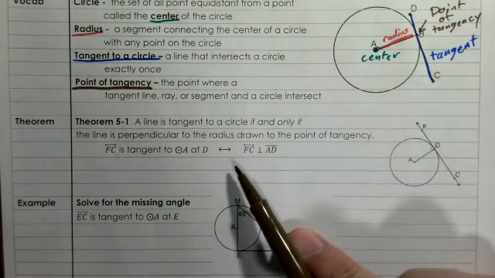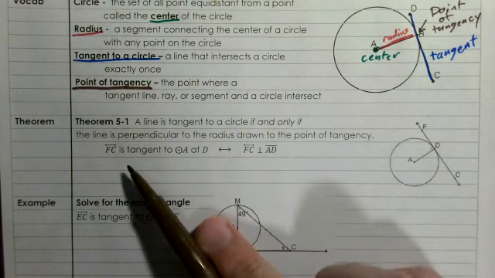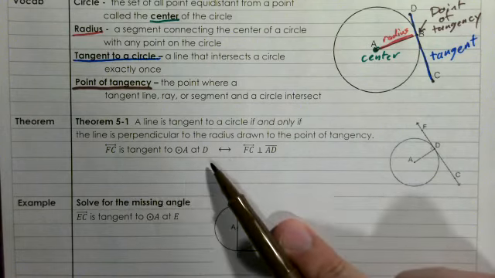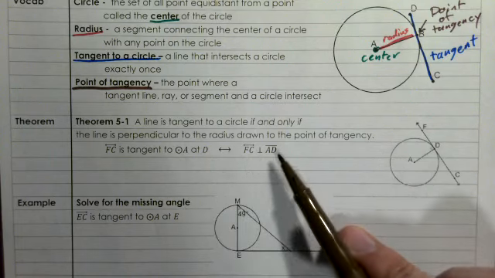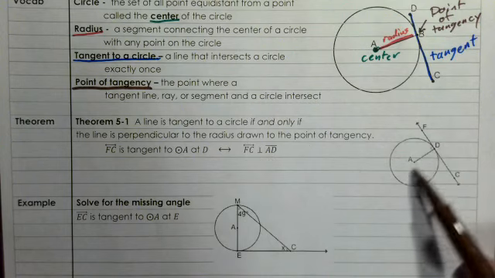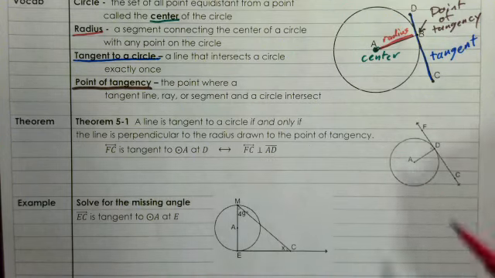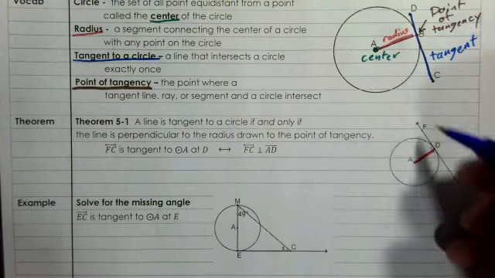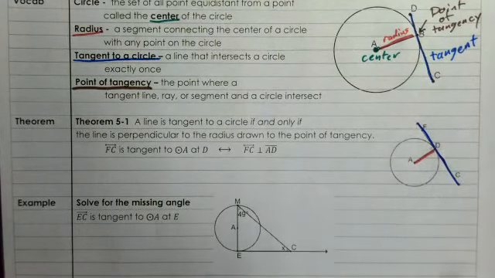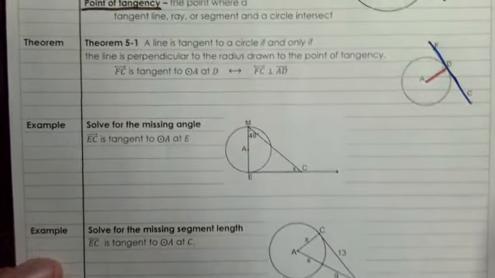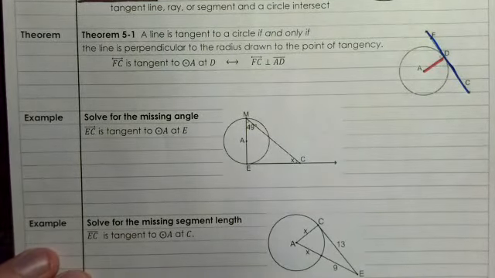Our first theorem of this lesson is that if we've got a tangent line at some point, then that tangent line is perpendicular to the radius of our circle. So this red line and this blue line are perpendicular with each other. So that lets us do some cool right triangle solving things.